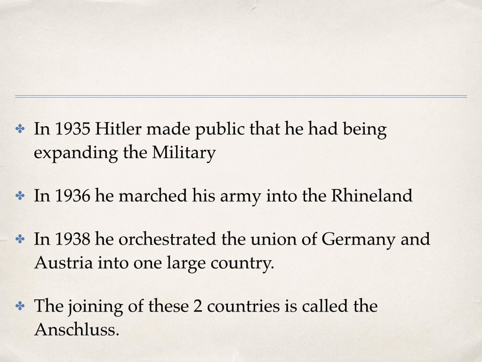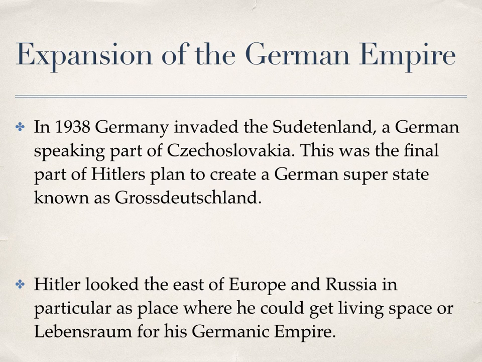So, in 1935, Hitler made public that he had been expanding the military, breaking the restrictions from the Treaty of Versailles that he could only have an army of 100,000 men. In 1936, he marched his army into the Rhineland. In 1938, he orchestrated the union of Germany and Austria into one large Germanic state. And the joining of these two countries, this is called the Anschluss. This could come up as a short answer question, but it is a key part of German foreign policy also.